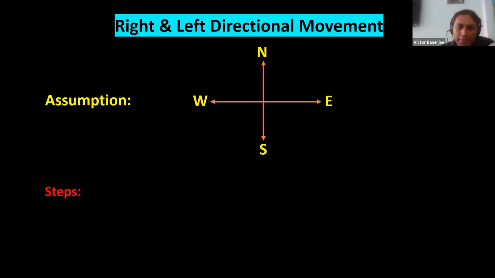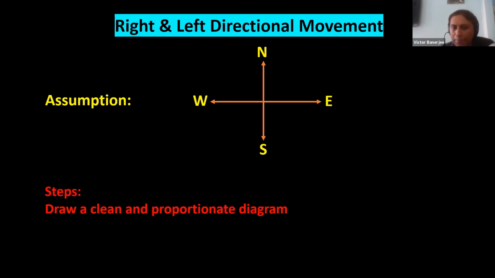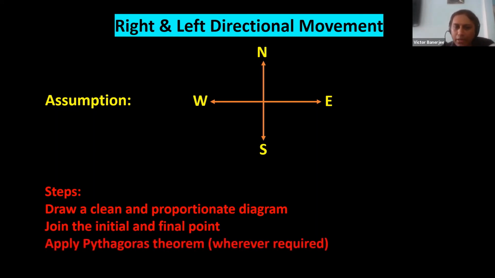Now first step, how do you solve the question? First step, draw a clean and proportionate diagram. This is foremost important. If the diagram is not clear, you might get confused. Second step, join the initial and final point. Whenever we solve this type of question, basically we need to find the final distance from the starting point. So join the final and initial point. And third, apply Pythagoras theorem wherever required. So these are the 3 steps basically we'll take.